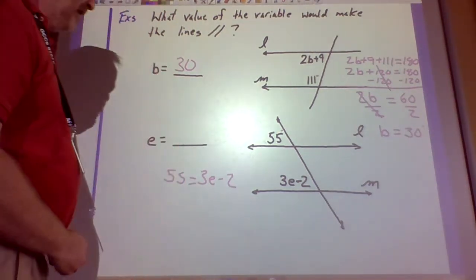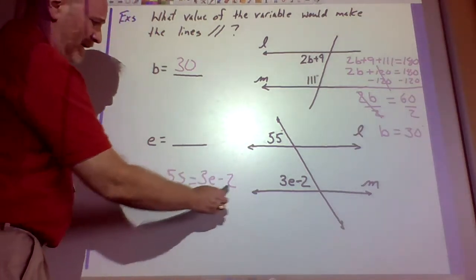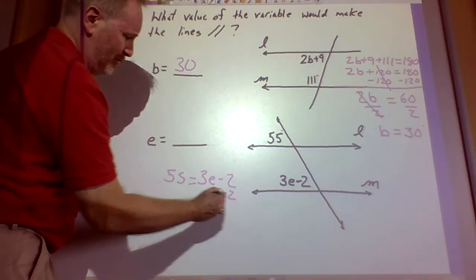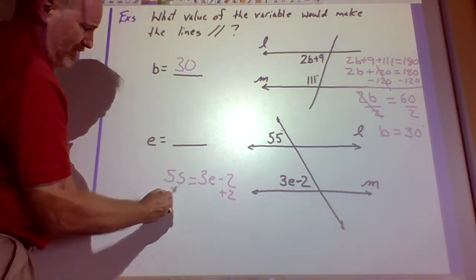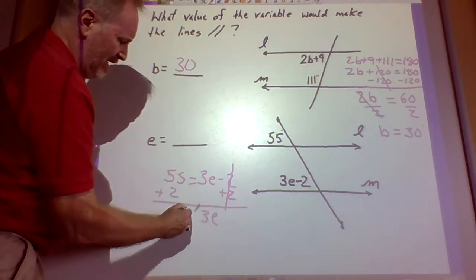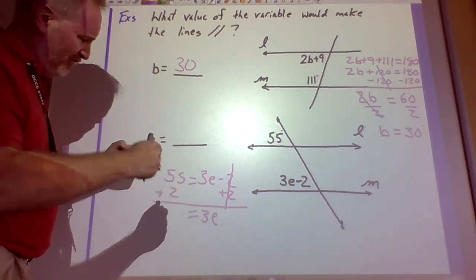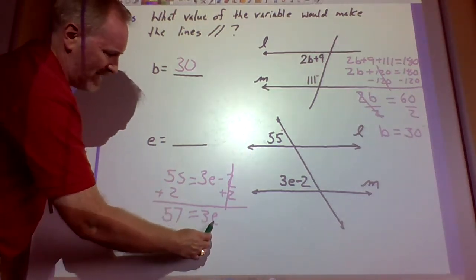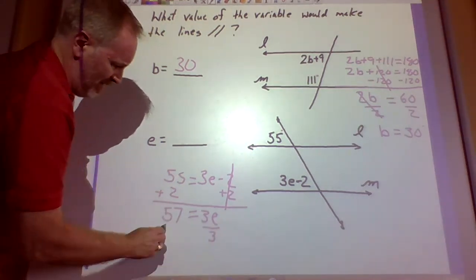That's okay. So I'm going to get rid of this minus 2 first. So to get rid of a minus 2, of course, you would add 2. And then to be equal, you have to add 2 to this side. And we get 3e equals 57. Vroom, vroom. All right. So now all I got to do is get rid of that times 3. So I divide by 3, divide by 3.